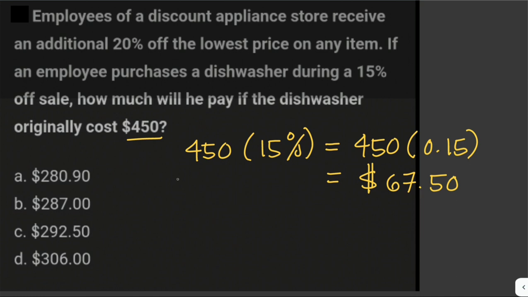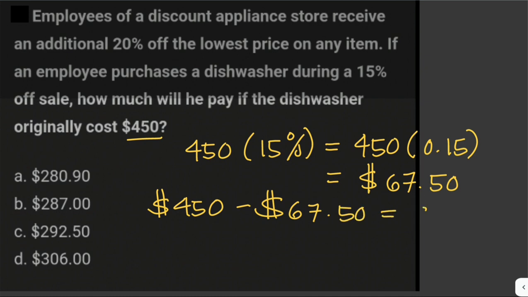So the sale price of the dishwasher here is just, we subtract $67.5 from $450. So that is 450 minus $67.5, and this would give us $382.5. So this is now the price of the dishwasher after a discount of 15%.